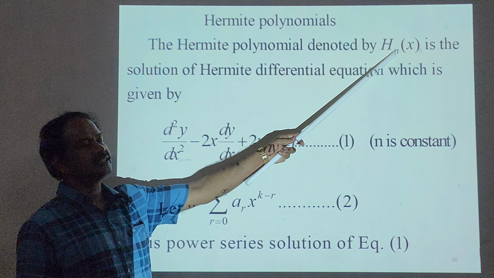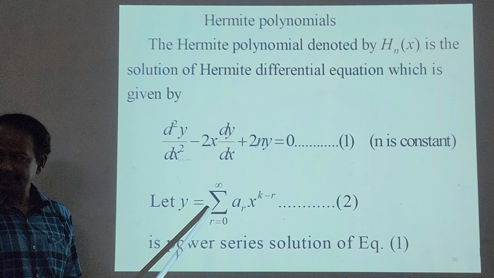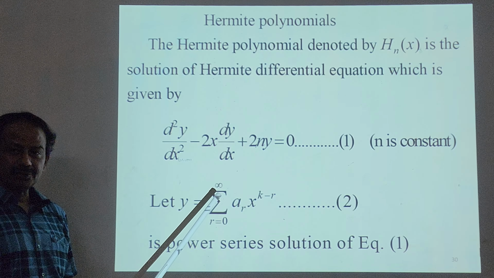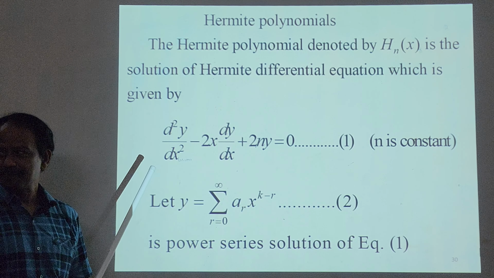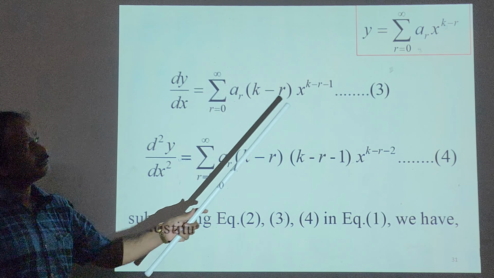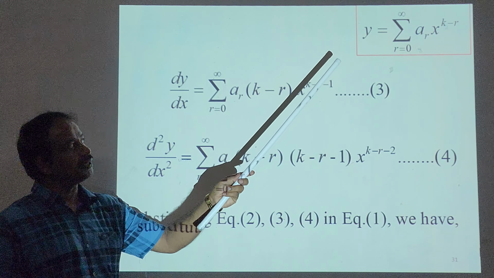So we are going to use a power series. We are going to assume that y equals the sum from r equals 0 to infinity of a_r x^(k−r). So this is the power series method. We are going to solve this differential equation using this power series method. Okay, so this is your power series method: y equals the sum from r equals 0 to infinity of a_r x^(k−r).